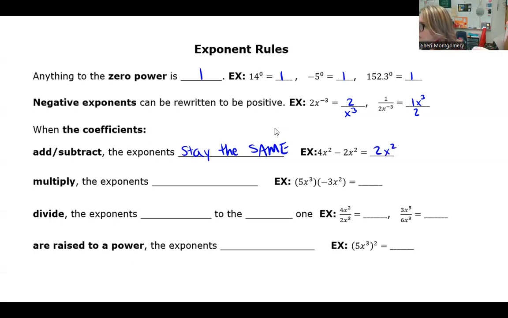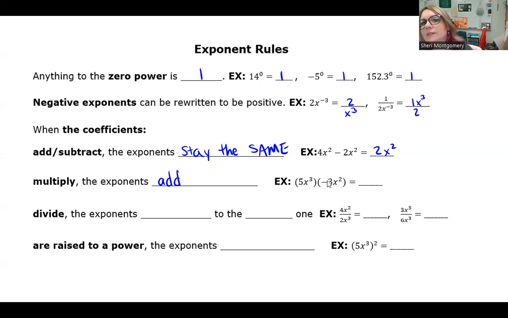This is another way of calling it combining like terms. You don't do anything with the exponent. It was squared, it stays squared. So when the coefficients are adding or subtracting, you don't do anything to the exponent. It will stay the same. You just add or subtract the coefficients. When you're multiplying the coefficients, you're going to add the exponents. When you multiply, you add.